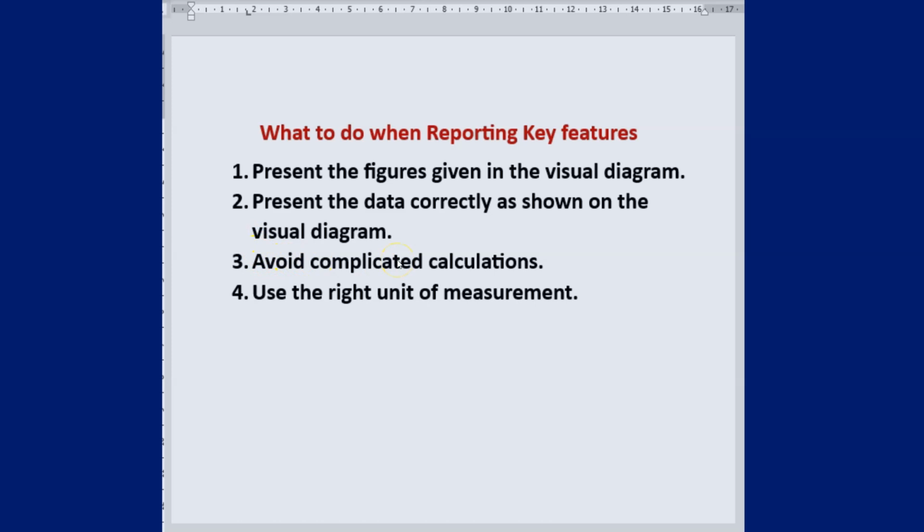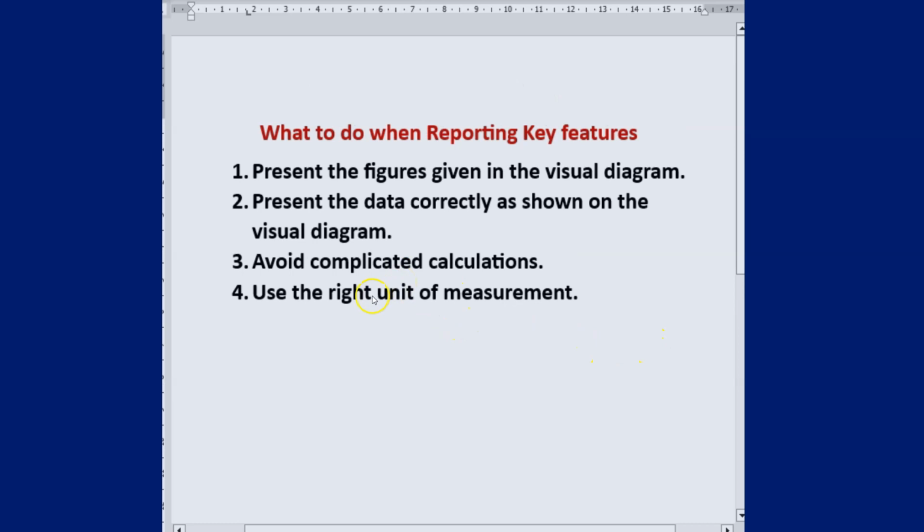Also, you are supposed to avoid complicated calculations. Some people like to write mean, median, and so on. You are writing an English test, not a mathematics test. So remember to present the data as it has been given to you. If there are some differences you have to show, you can show it minimally, but you should not complicate everything that you are writing. It should be clear and easily read.